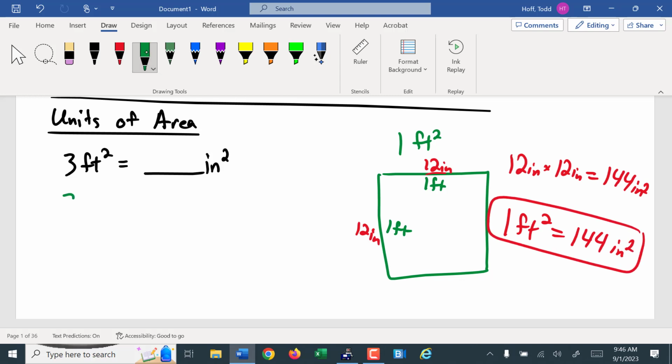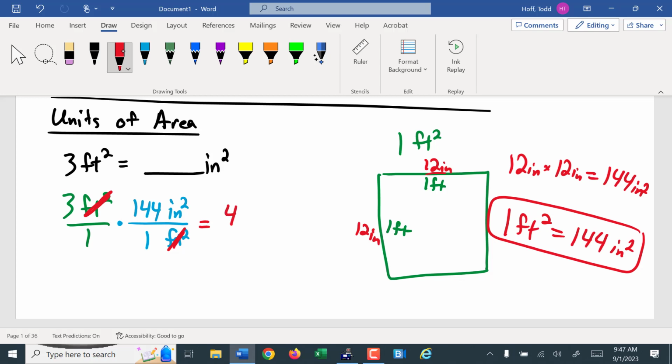So to do this conversion, we put the 3 square feet over 1. Square feet have to go where in my unity fraction? On bottom, so we can get rid of them. Going into square inches, 1 square foot is 144 square inches. The square feet cancel out. I have 3 times 144 is 432 square inches. On bottom, 1 times 1 is 1, so that is just 432 square inches.